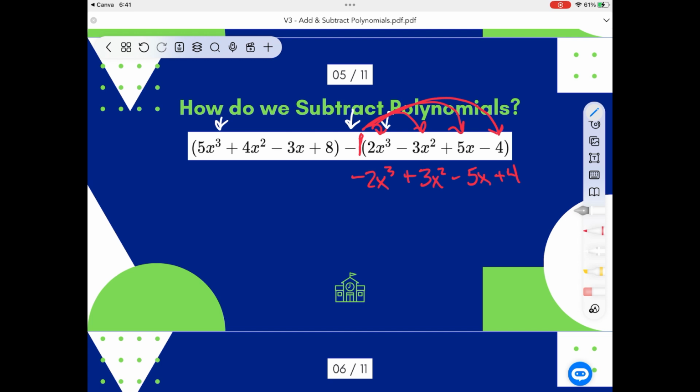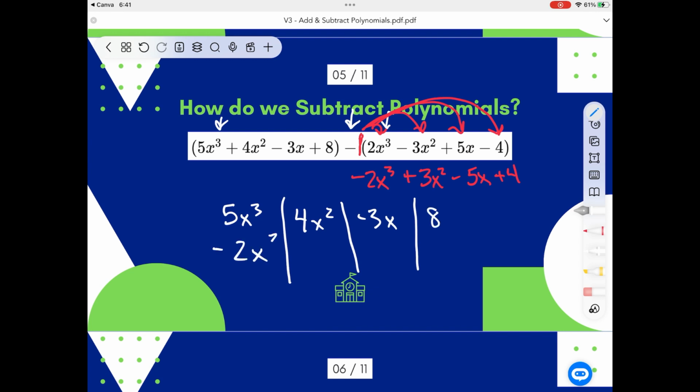We just combine these. So now I have 5x cubed, 4x squared, negative 3x, and positive 8 combined with negative 2x cubed, positive 3x squared, positive 5x, and minus 4, grouping each one with their like terms. And then we combine our like terms.